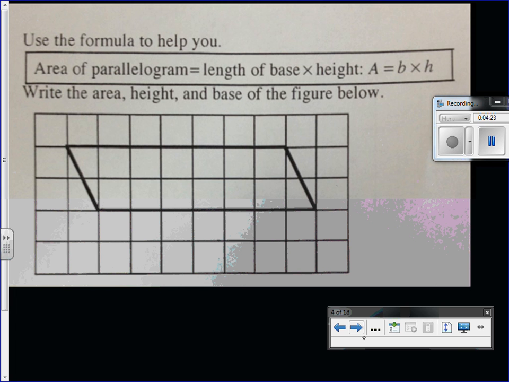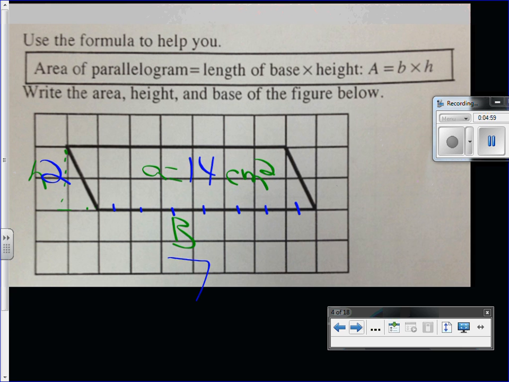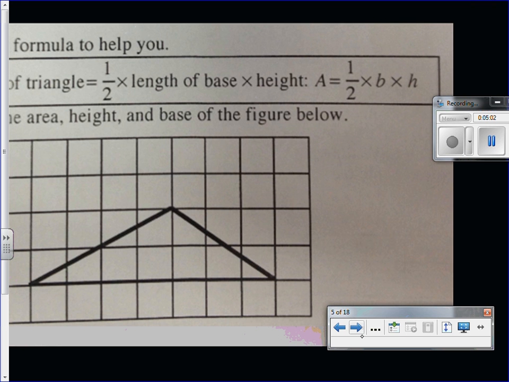A parallelogram, I have to label the area, the height, and the base. Well, here's my base. I'm going to put a B here. My height is to the right. I'm going to put an H. Area equals, we're dealing with centimeters squared. Is the number one place where kids lose points in the test because they don't label. I will dock points if you don't label centimeters squared. My height here is 2. My base, I have 1, 2, 3, 4, 5, 6, 7. 2 times 7, my answer is 14. Good job. Next problem.